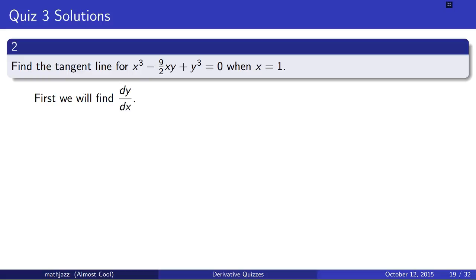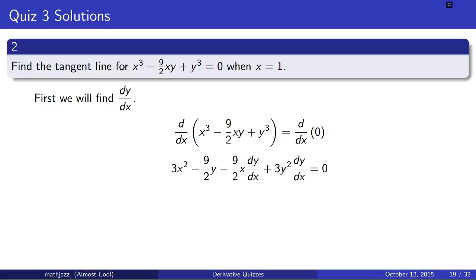So first we'll find dy/dx. We take the derivative of both sides. This uses the power rule and the product rule to get this. So 3x² minus 9/2 y minus 9/2 x dy/dx plus 3y² dy/dx equals 0.